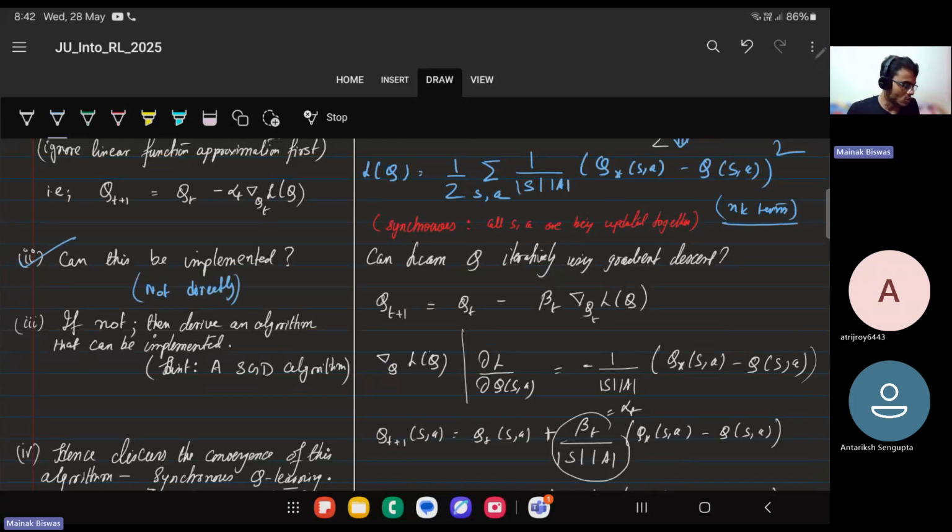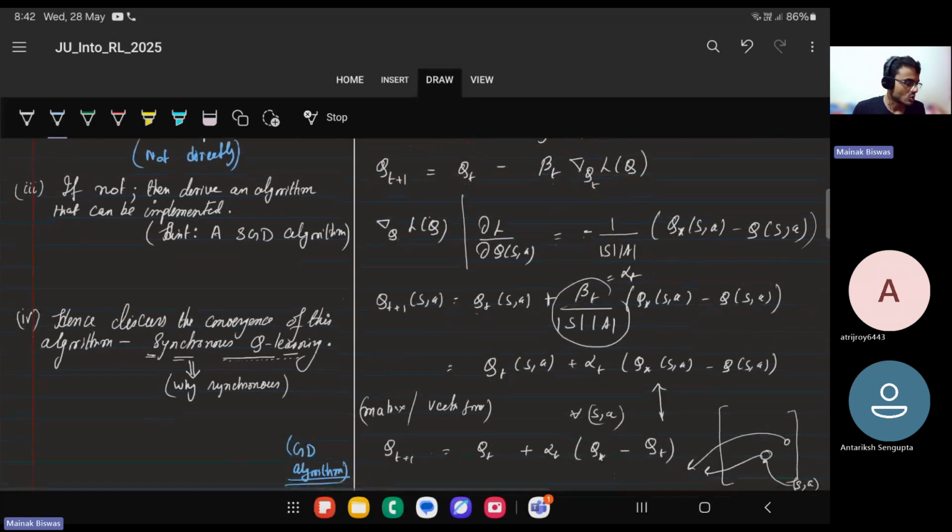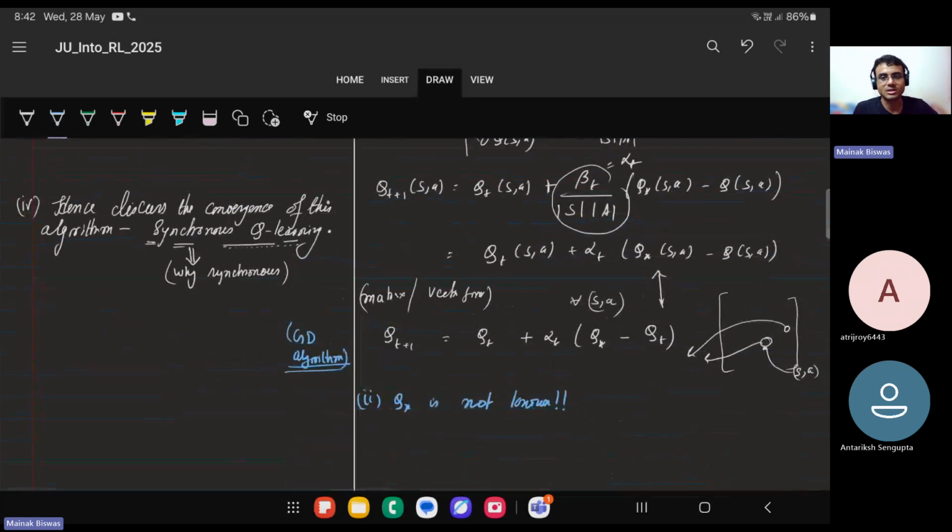So if it is not implementable, let's try and derive a stochastic gradient descent sort of an algorithm. This is full gradient descent where every state and action is being updated. We'll see what to do when we do not do that. So we'll try and get a stochastic gradient descent update. Let's try to get that.